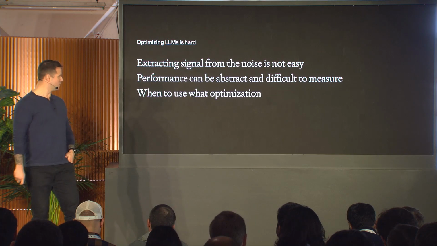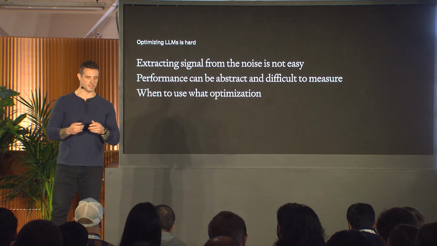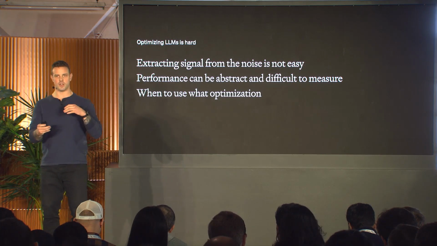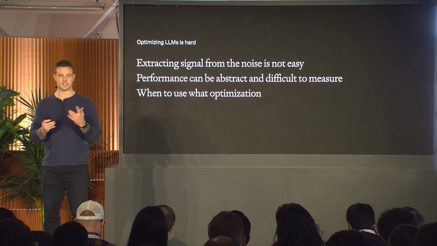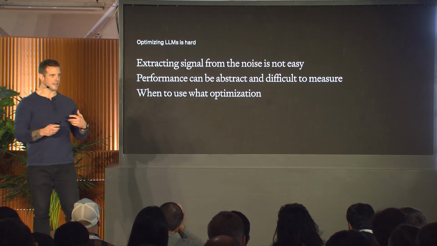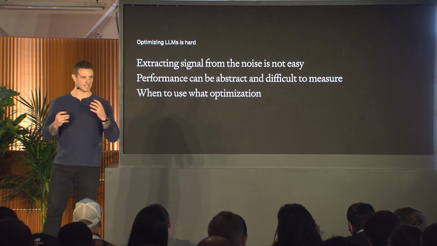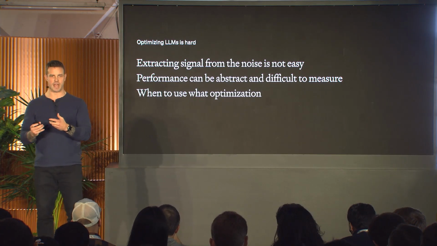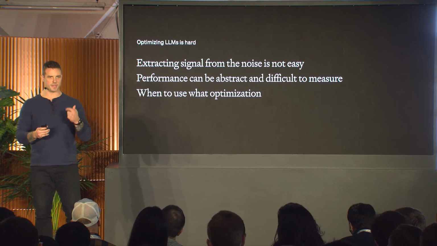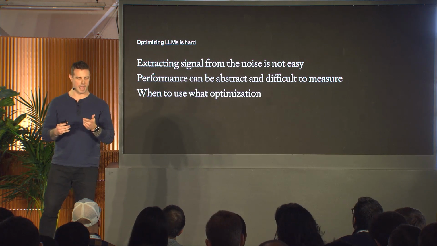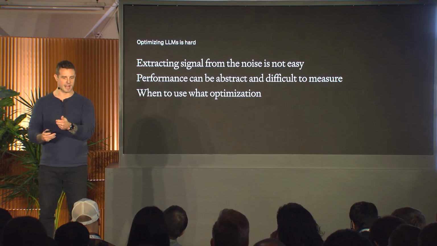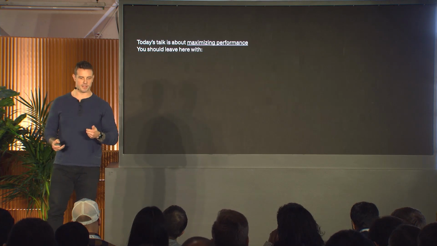Starting with the reasons why it's hard. First, it's hard to separate the signal from the noise to know exactly what the problem is. The second thing is that performance can be really abstract and difficult to measure with LLMs, so it can be really difficult to know how much of a problem you have. And even if you know what the problem is and how much of a problem you have, it's also difficult to know which approach to use to solve the problem that you've identified. So that's really the focus for today.